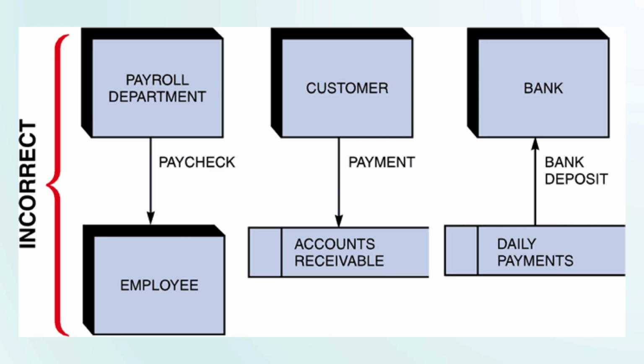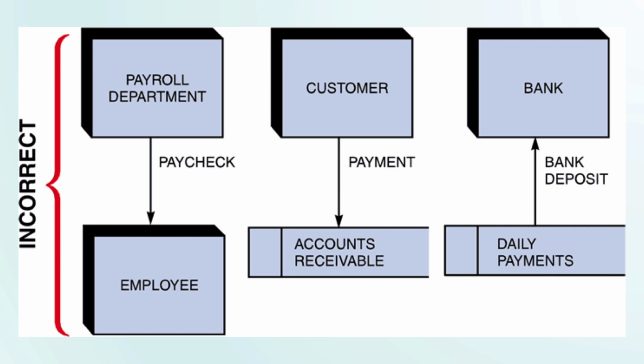In this slide, it shows the incorrect way to use the external entity symbols. Here it shows one entity symbol connected directly to another entity. This situation cannot exist. It is wrong, it is incorrect. One entity must be connected to another entity through a process.